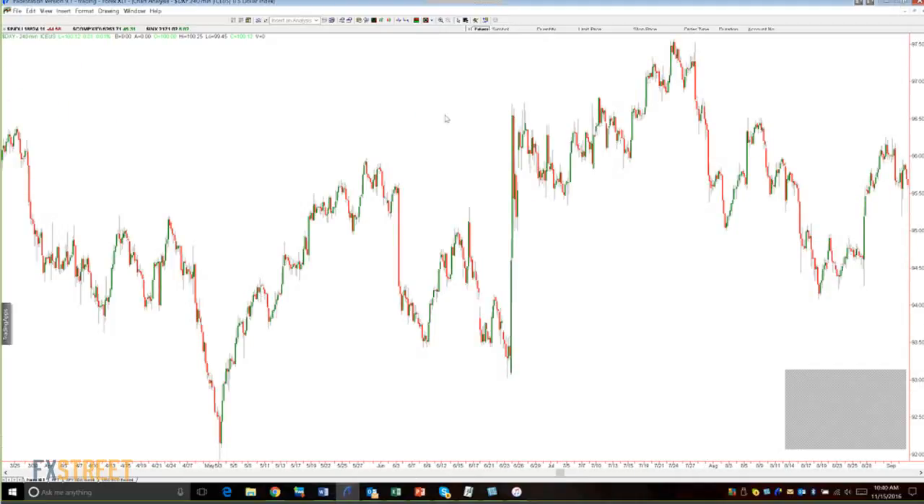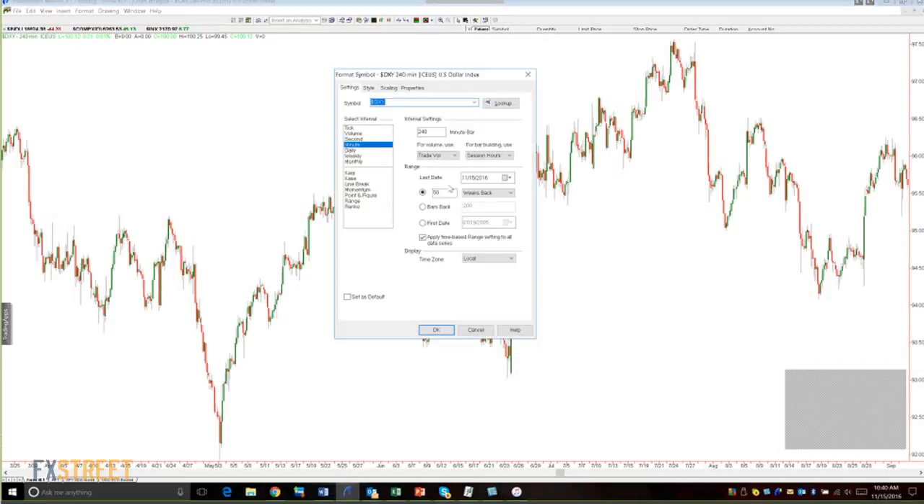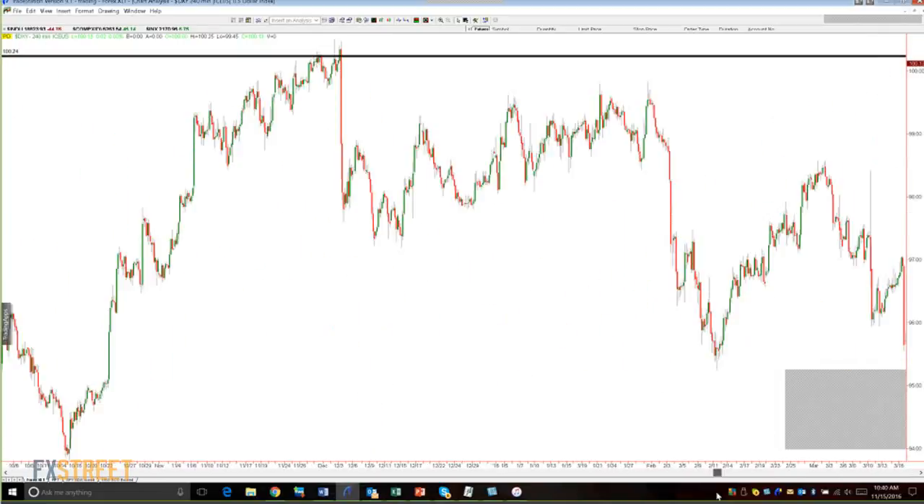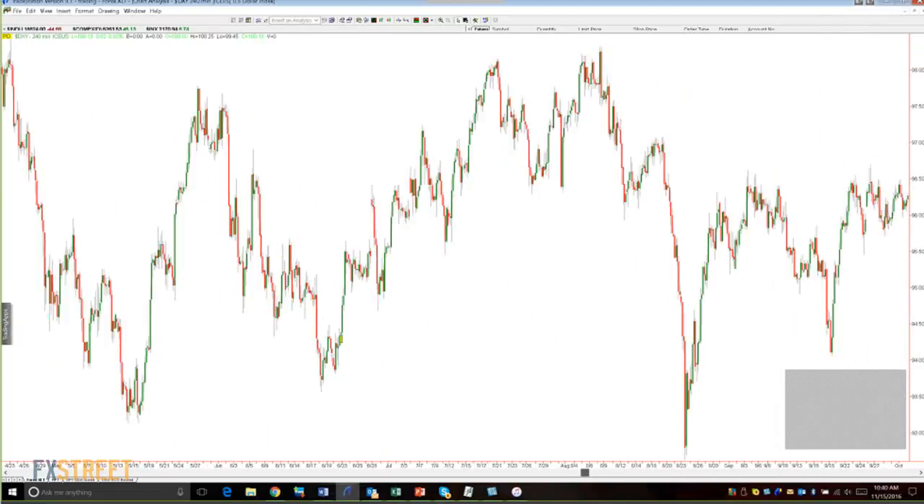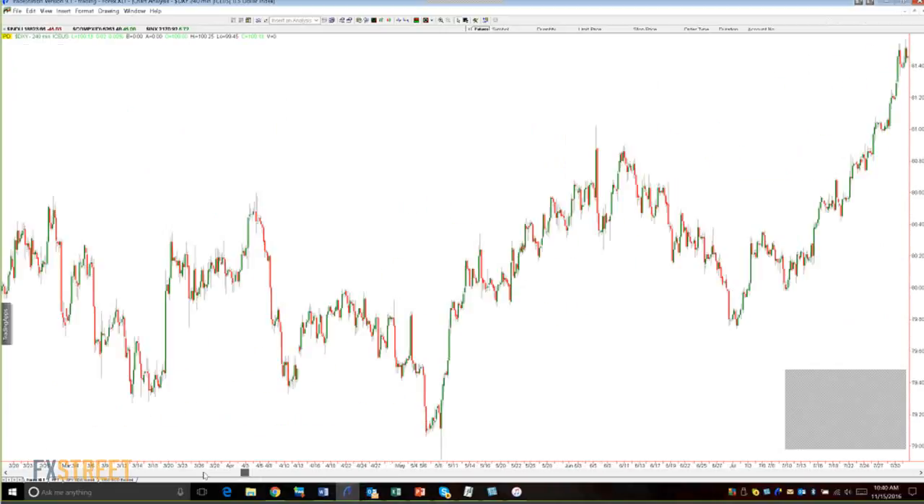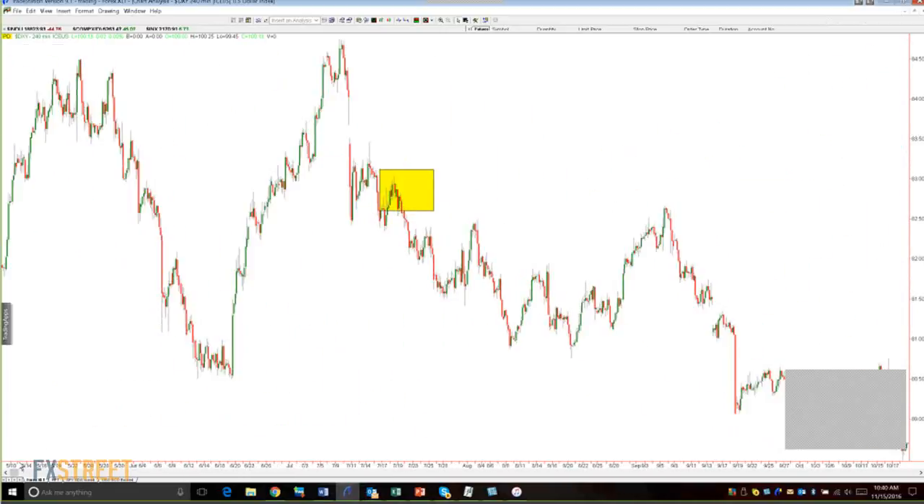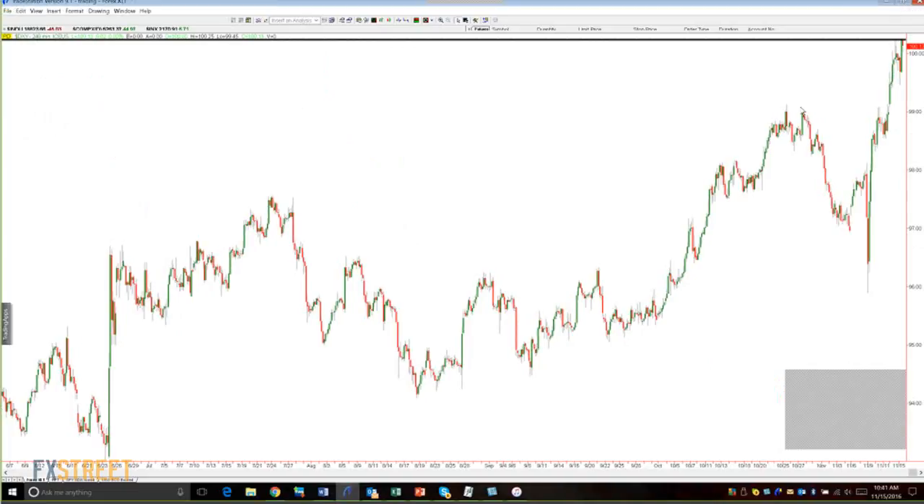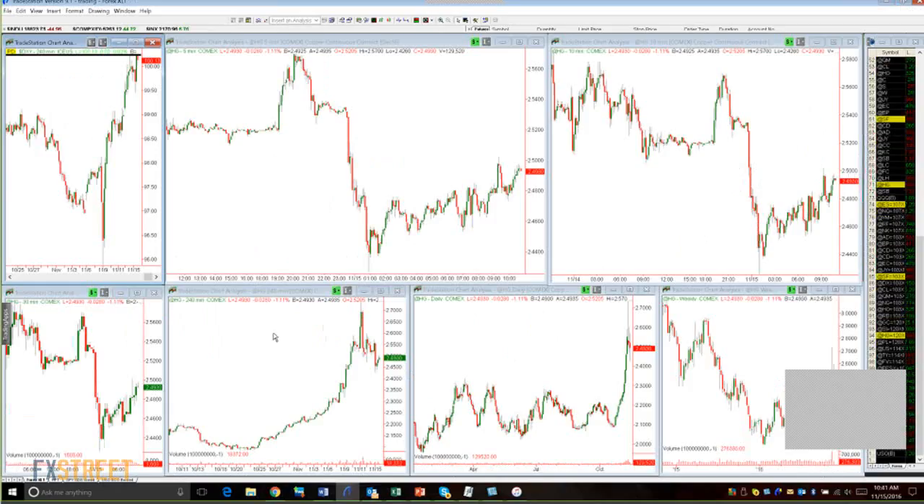Oh, I didn't do that right, sorry. There we go. All right, let's get some data here. Now let's go back. Wow, still need data. All right, we'll try to come back to that later. Let's just find our levels in copper.